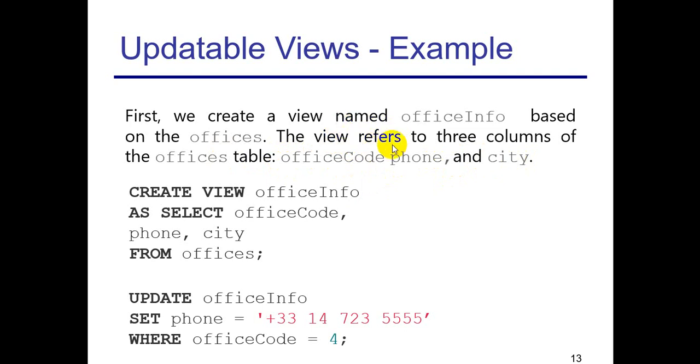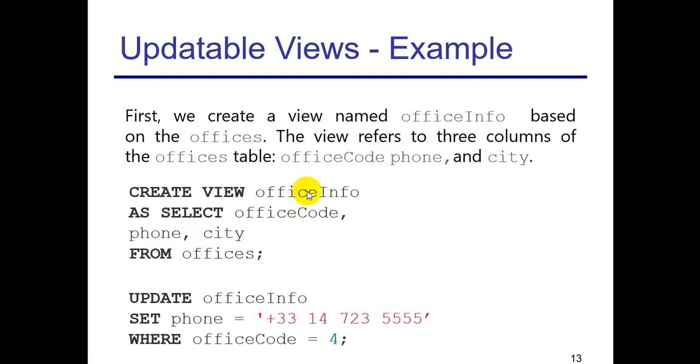Okay, so we will create the view as following. Create view, the name of the view is office info, as is the keyword, and select office code, phone, city from offices. Okay, so this is the definition of the office info view.